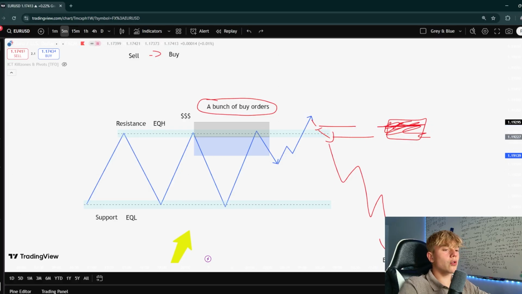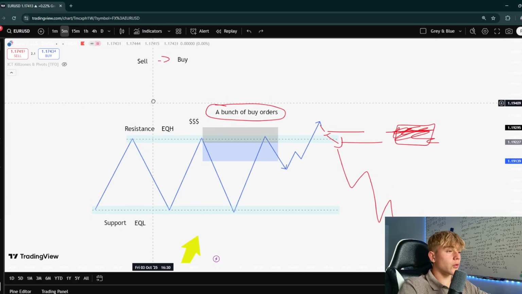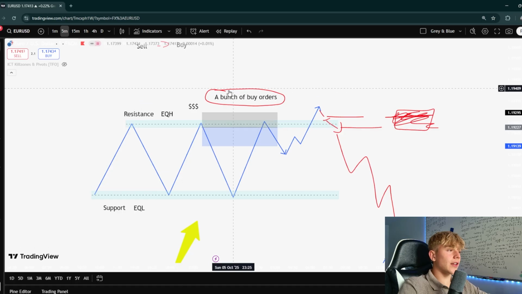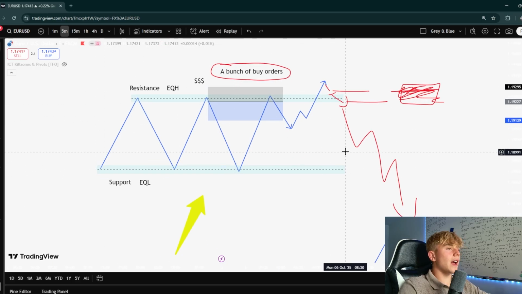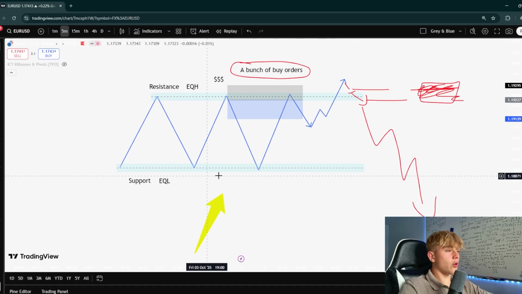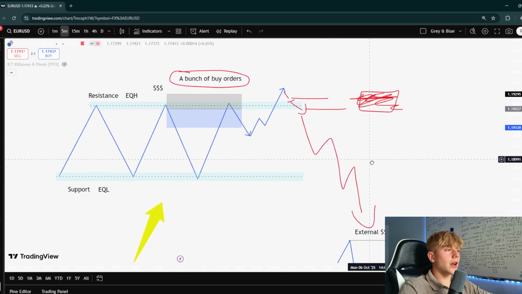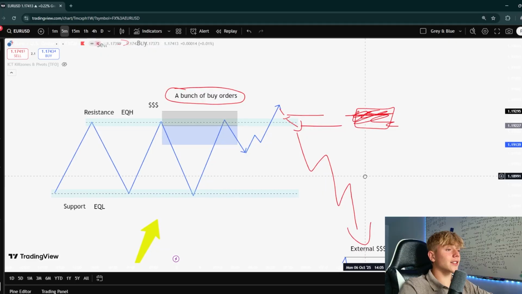So that is the whole concept of external liquidity. It is just stop losses outside of a range like so. And again, this could be opposite for support. They would just push down price below the support and then continue up. So that is the whole concept of external liquidity.